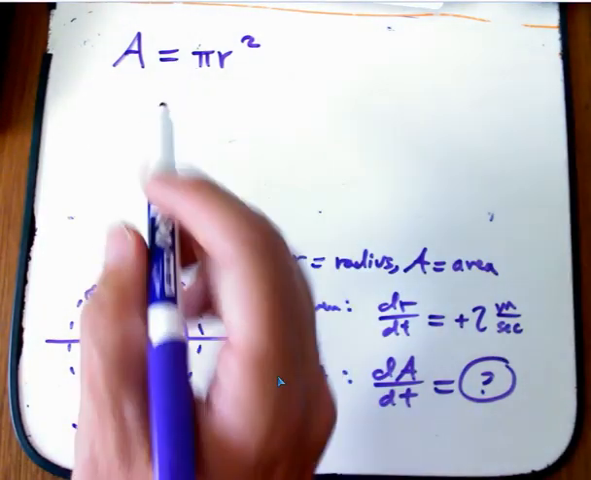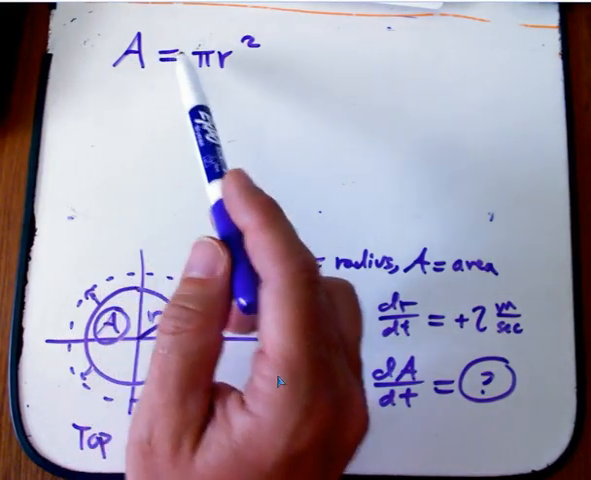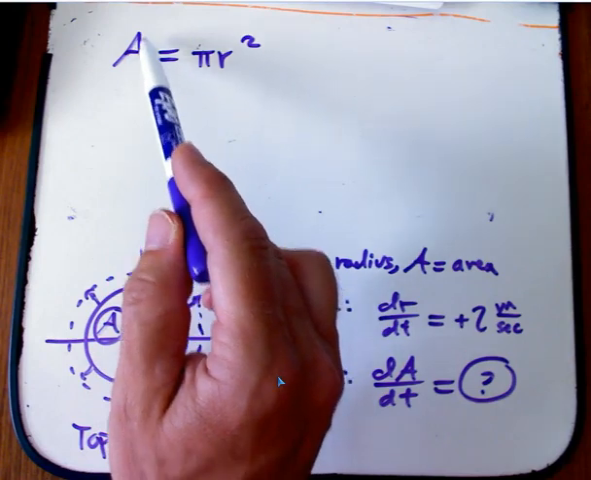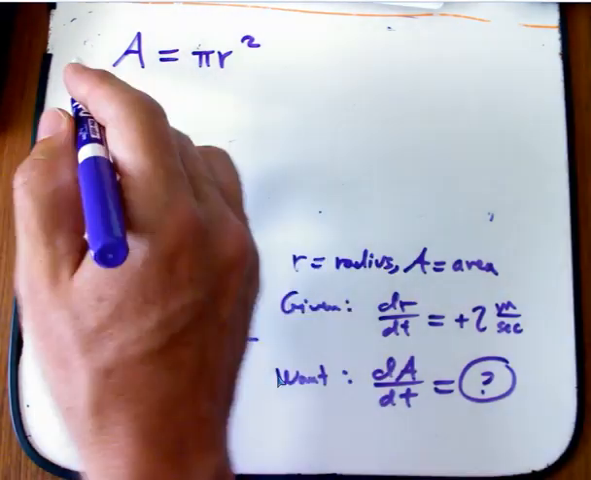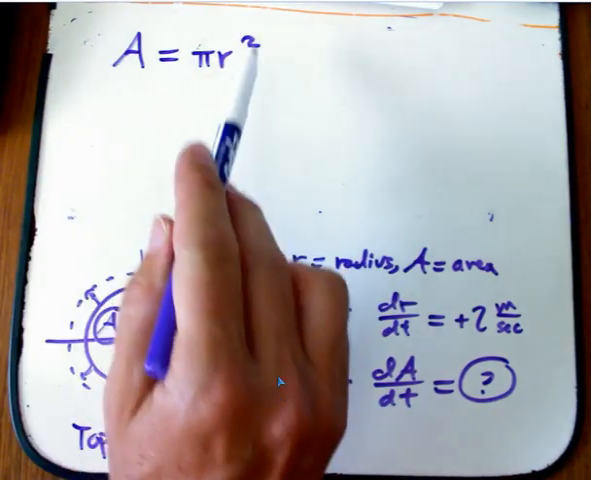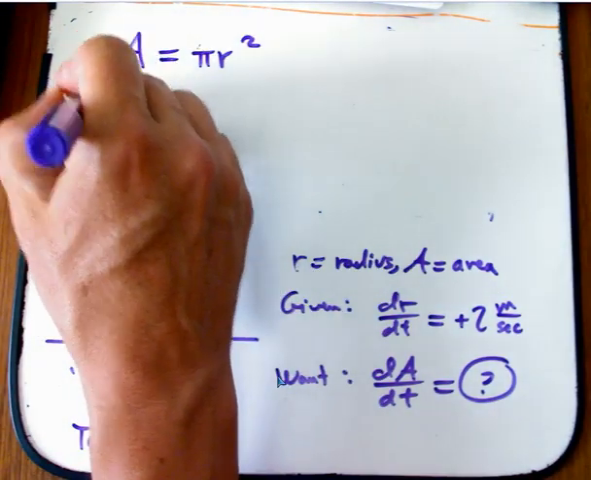So what we're going to do is take this relationship that always relates any area to the radius of the corresponding circle, and differentiate both sides. These are really functions of time, and this is one of the things that can be a little weird.